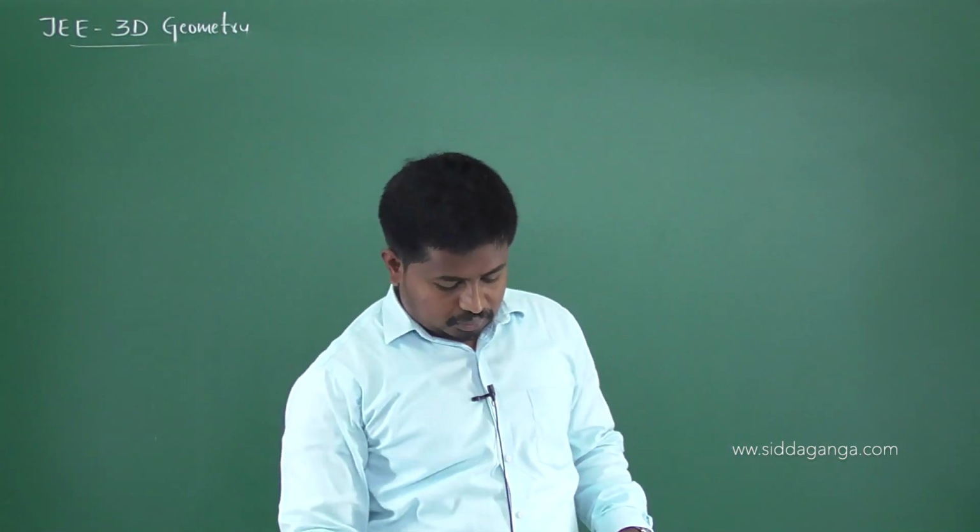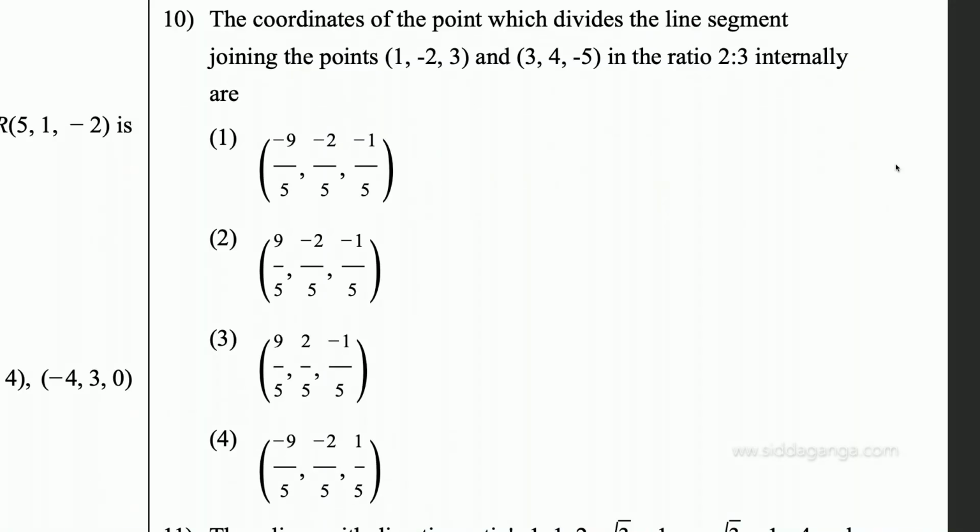Now let us move on to question number 10. The coordinates of the point which divides the line segment joining the points (1, -2, 3) and (3, 4, -5) in the ratio 2:3 internally are.